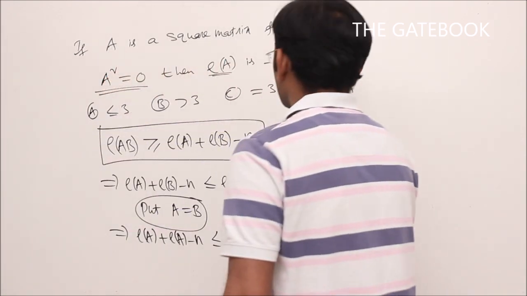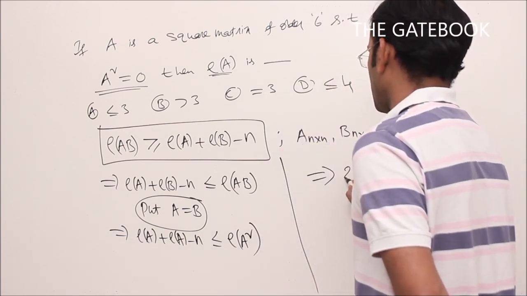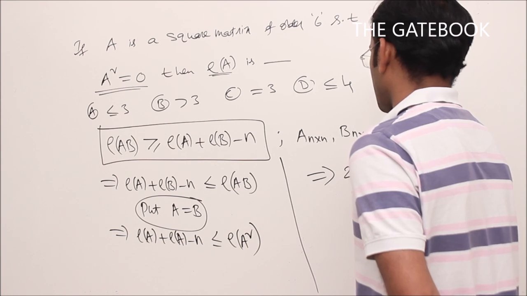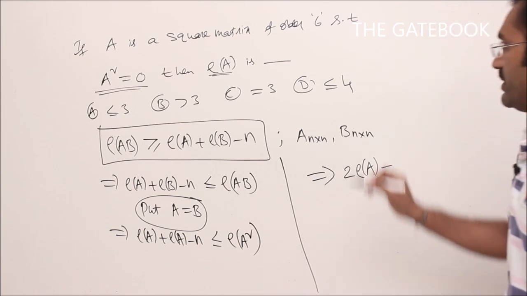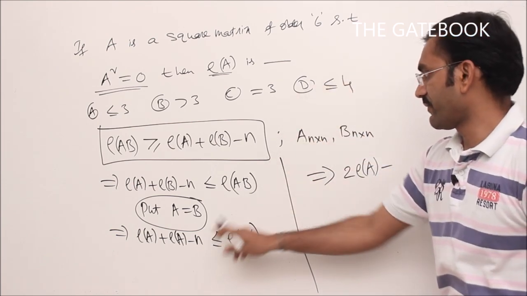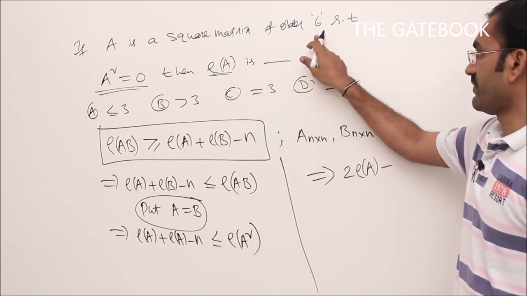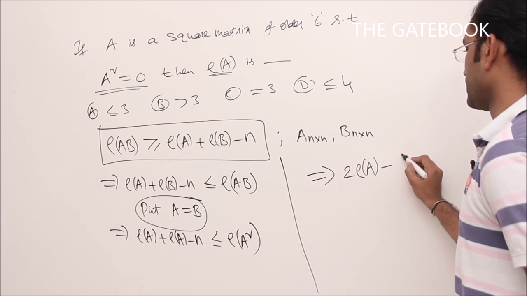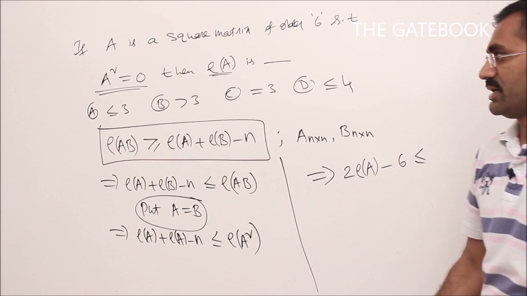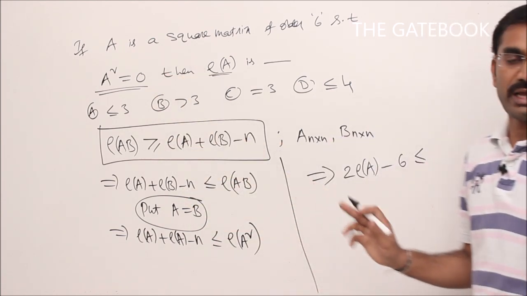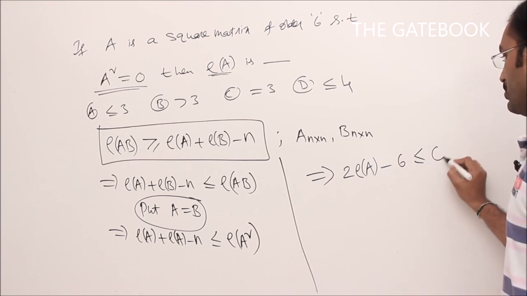Now rank of A plus rank of A is 2 rank of A, minus n, where n is the order of the matrix. It is given that it is a square matrix of order 6, so the n value is 6 here, less than or equal to rank of A square. It is given that A square is a null matrix, and we know that the rank of a null matrix is always 0, so rank of A square is 0.